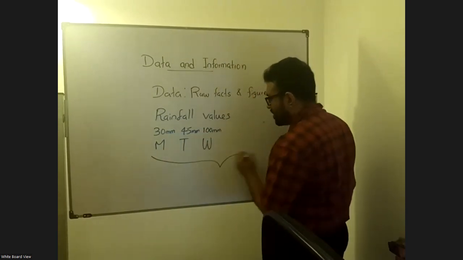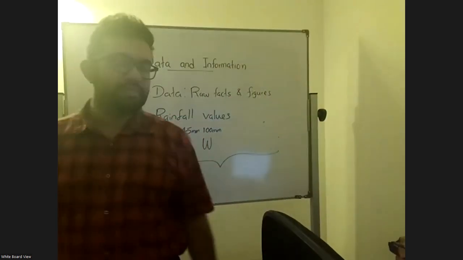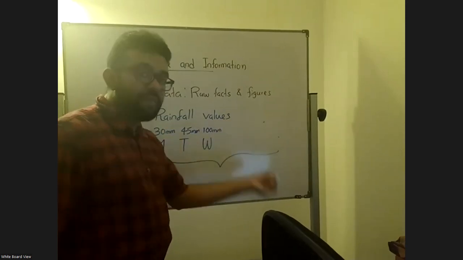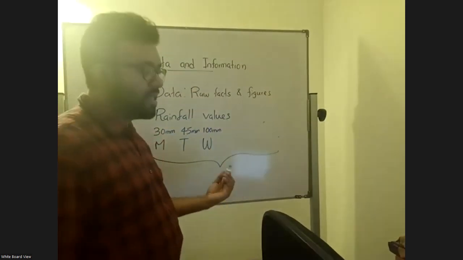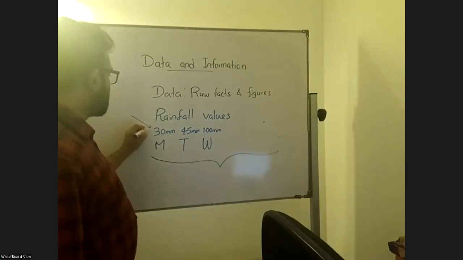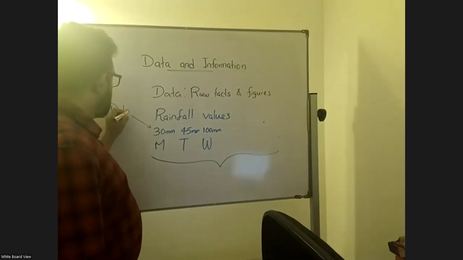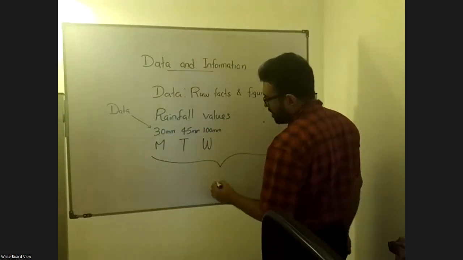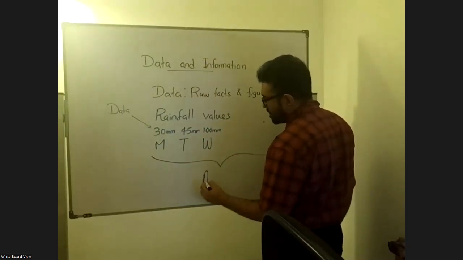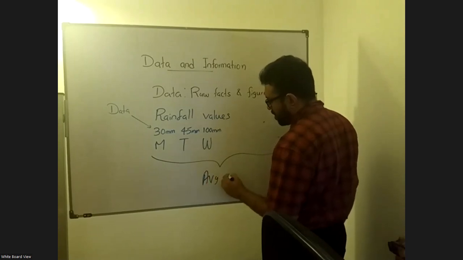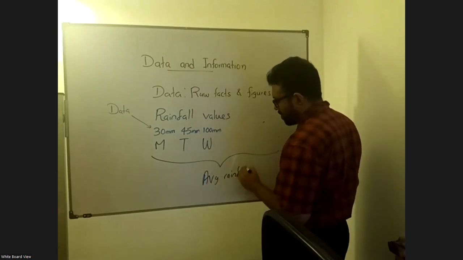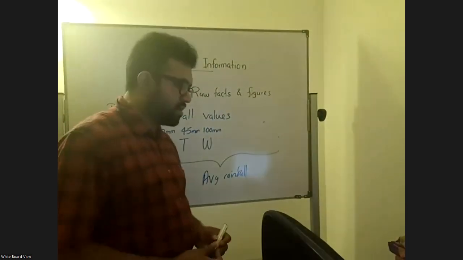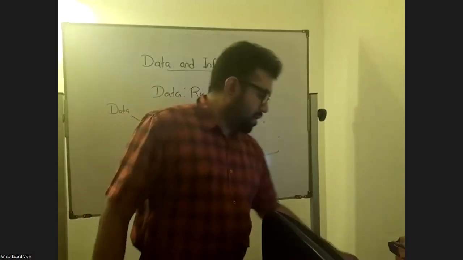During this entire week, you can take the average rainfall by adding all these things up and dividing by 7, like that. So all these are data, and then you get everything added up and you can divide it, so you get the average rainfall somehow. It's like that. Is that clear? Yes, sir. Okay.